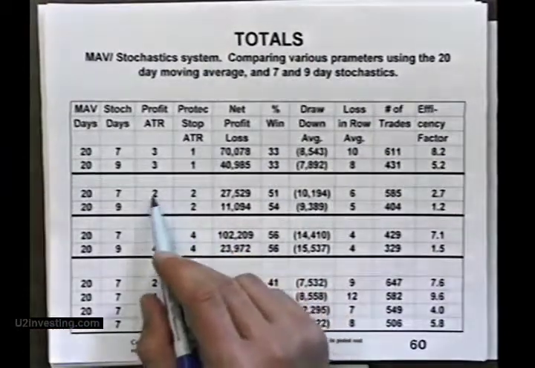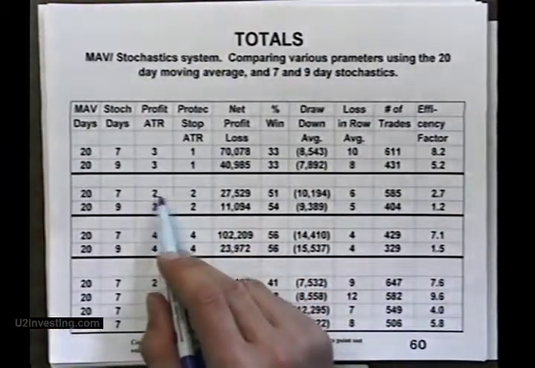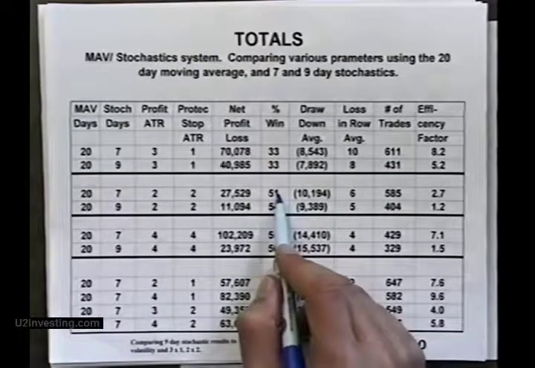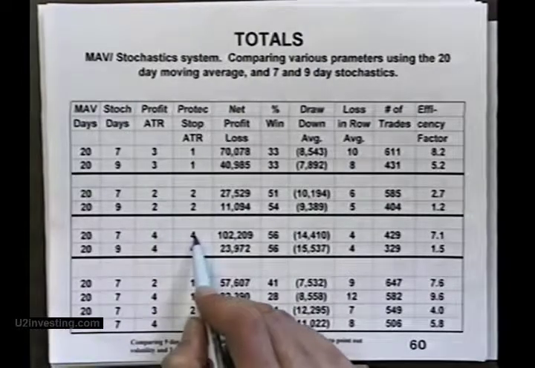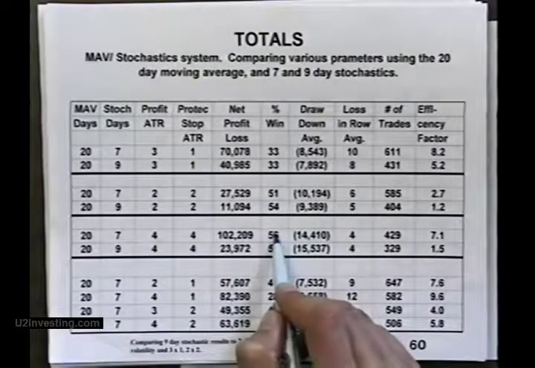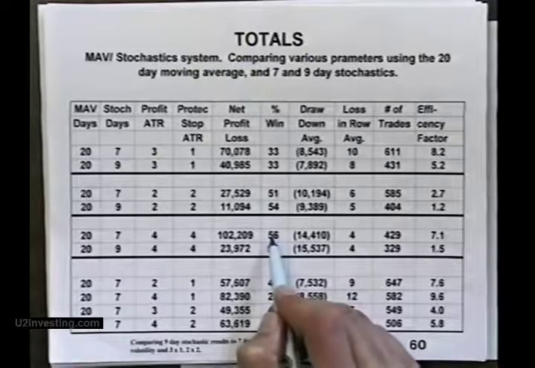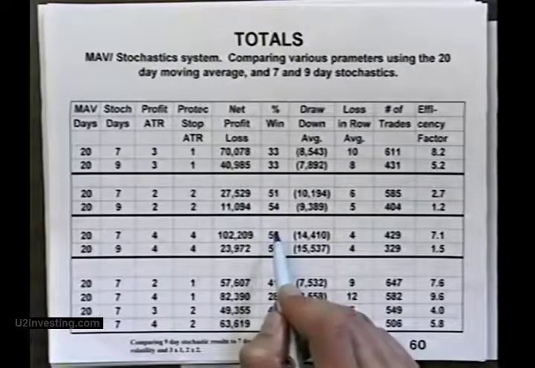Here we have an even number for profit target and stop, and the accuracy was only 51%. So even when you go with the trend, you only gain a slight advantage. And here we have an even number for profit target and stop, and we have 56% accuracy. So clearly, going with the trend, you have a better edge than if you were going against the trend.